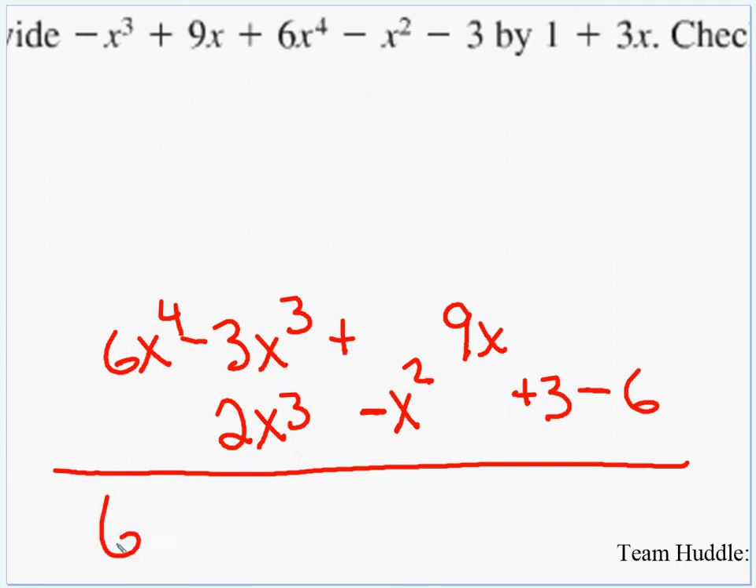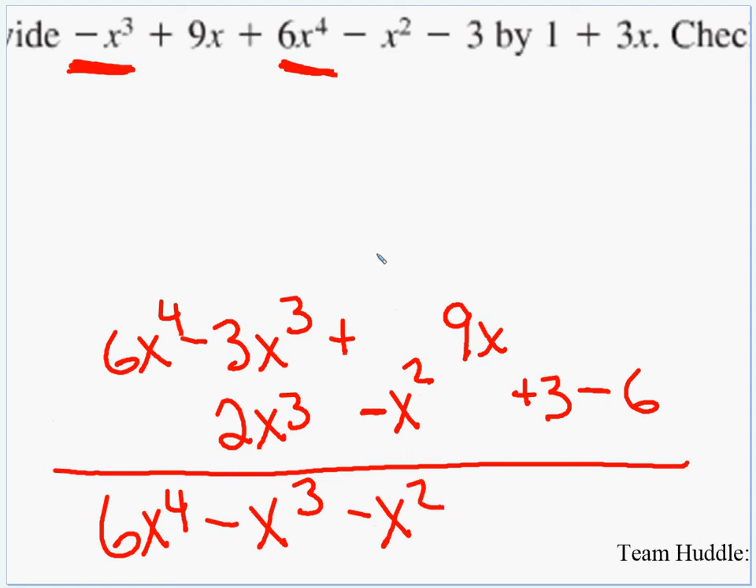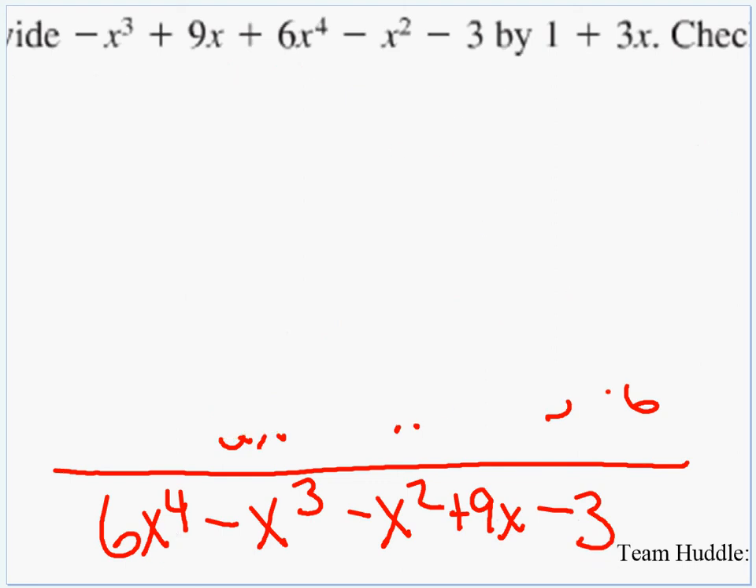Add our columns, we get 6x to the fourth, 6x to the fourth. We got a minus 3 and a plus 2, so that'll be a minus x cubed. Ooh, and that matches up right there. Next column is just a negative x squared. We've got one of those. This column, there's only a 9x plus 9x, and that's right here. And then a negative 6 and a plus 3 is minus 3. Boom goes the dynamite. We got it. Nice, and it even checked out.